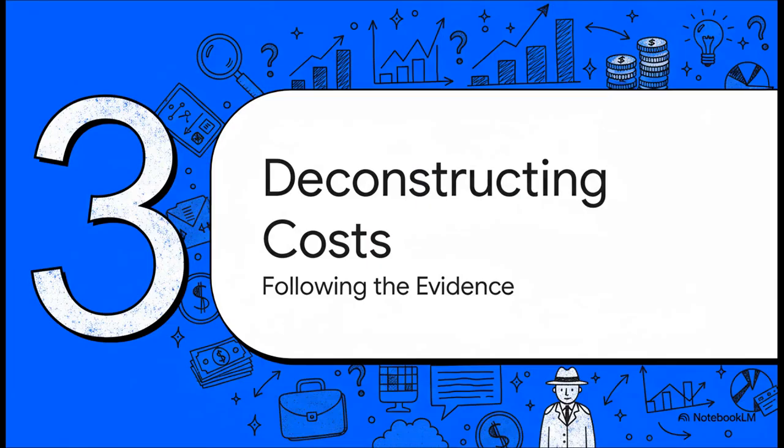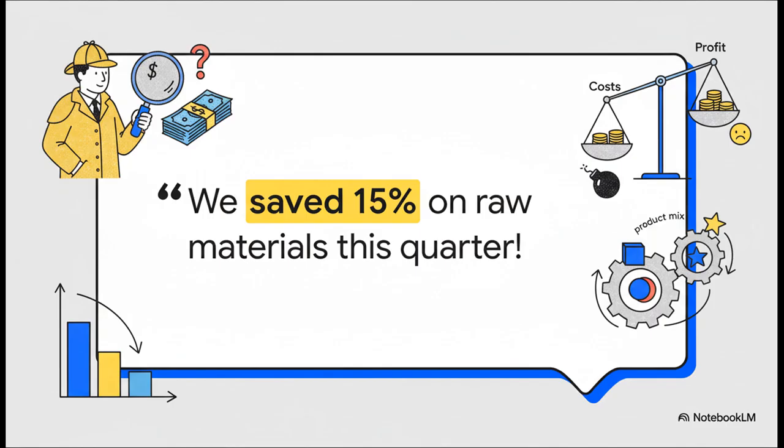So now Alex moves into phase 2, following the money. It's time to really deconstruct the costs and see what's actually going on behind the curtain. She starts by talking to the procurement manager, who is absolutely thrilled. They found a new supplier, saved a ton on raw materials, a huge 15% price cut. On paper, this looks like an amazing win, a big, favorable variance.